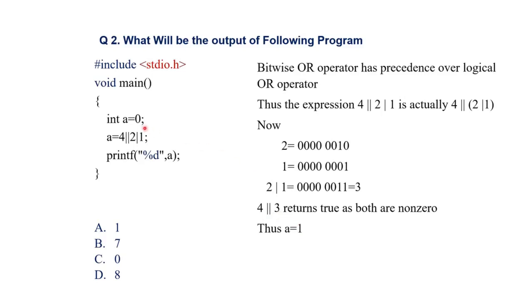Therefore the complete value of this expression will become 1, and 1 will be stored in variable a, and the value of a will be displayed. That means the value 1 will be displayed by this program. Hence the output of this program is a.